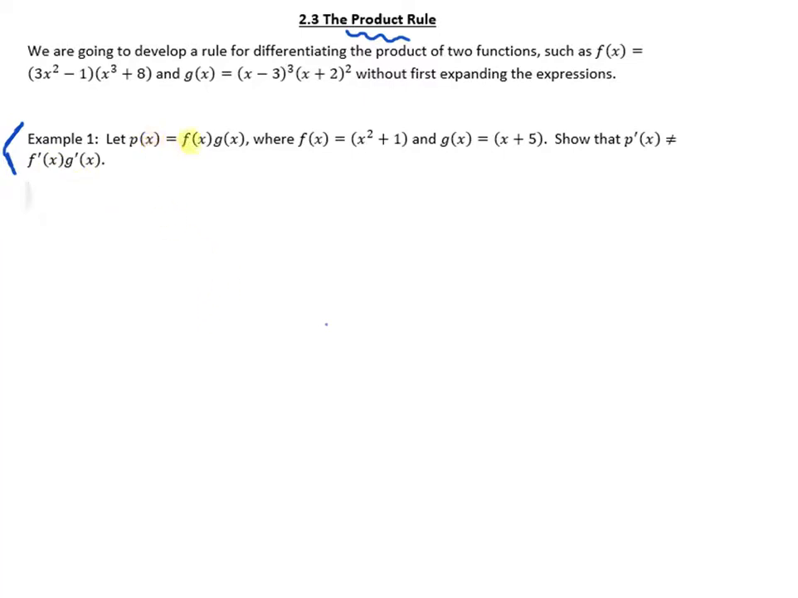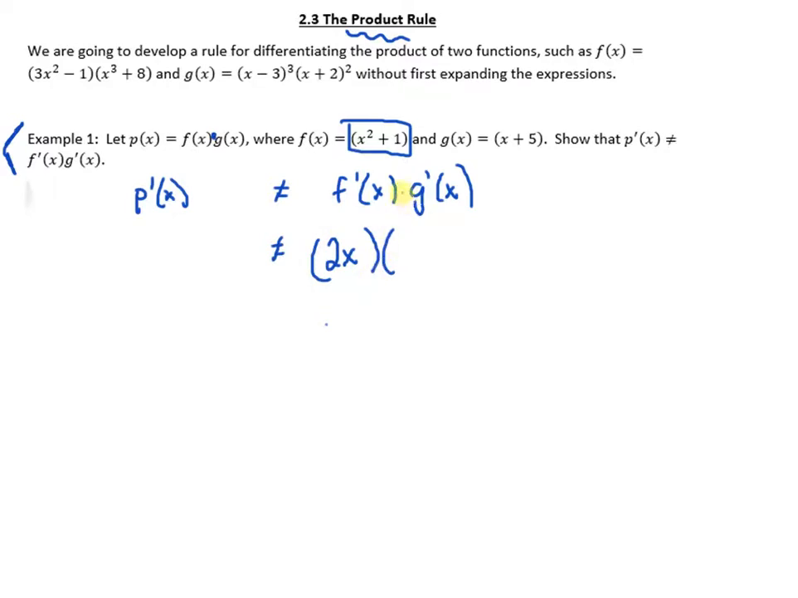Example 1, let p at x equals f at x times g at x. Okay, so that's multiplication, where f at x equals x squared plus 1, g at x equals x plus 5. So we're going to show that p prime at x does not equal f prime at x times g prime at x. First, let's actually just take the derivative of each. f prime at x is 2x, because it's 2x plus 0, and let's multiply it by the derivative of x plus 5, which is just 1. So we're trying to prove that p prime at x does not equal 2x.